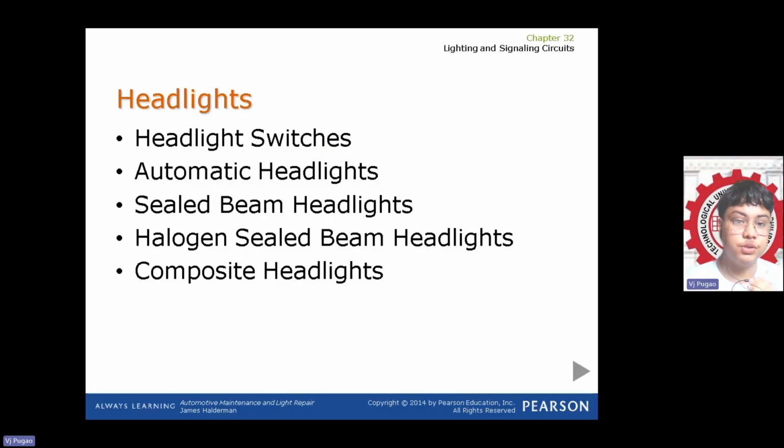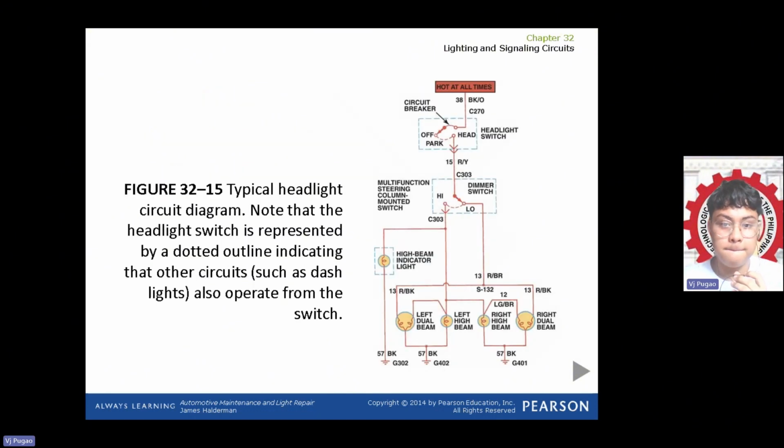Headlights. Headlight switches, automatic headlights, sealed beam headlights, halogen sealed beam headlights, and composite headlights.